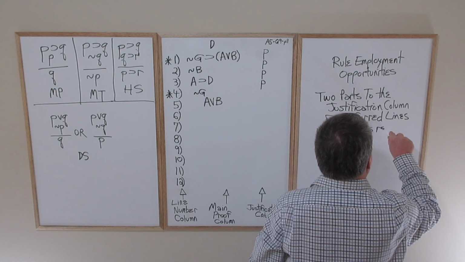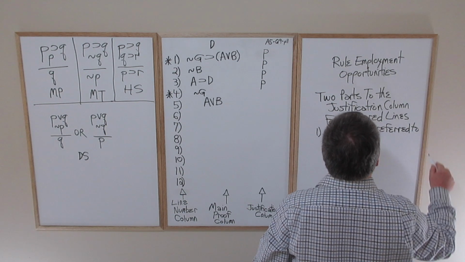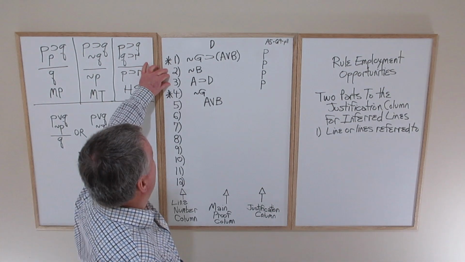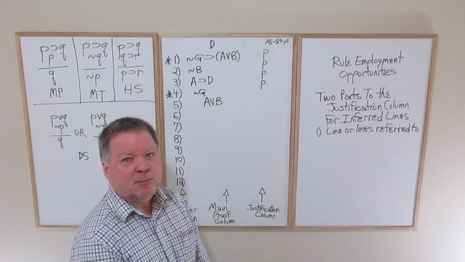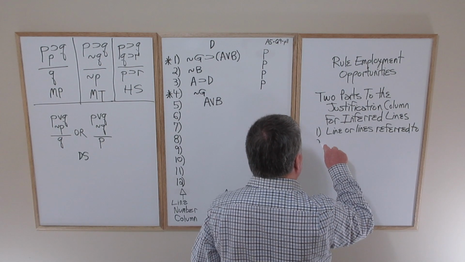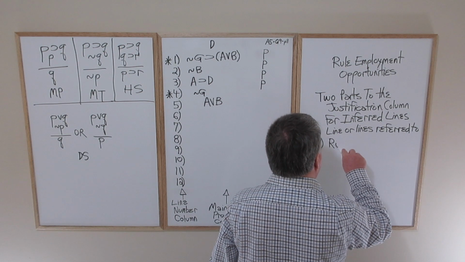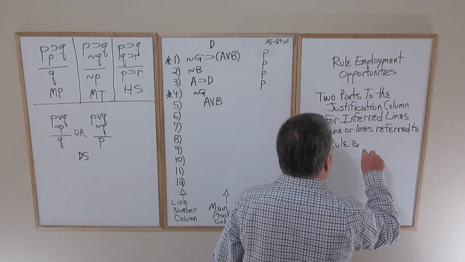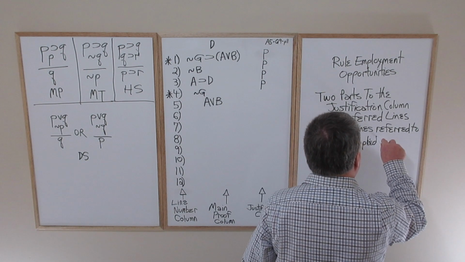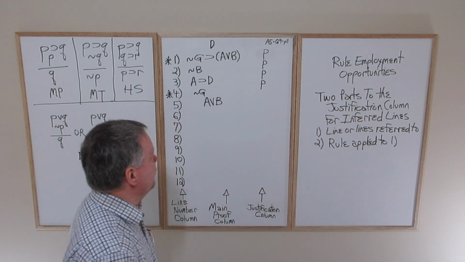lines referred to, that is to say, the subset of all four lines of available information from which you're basing your inference. And the second part of the justification is the rule applied to the line or lines referred to.